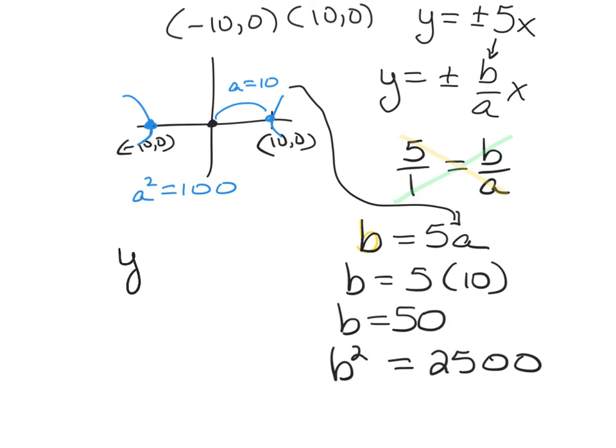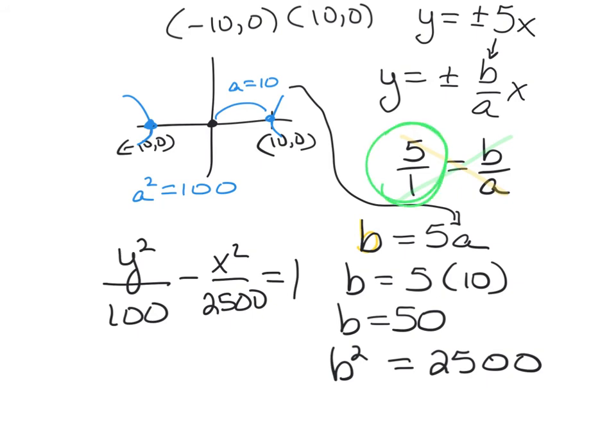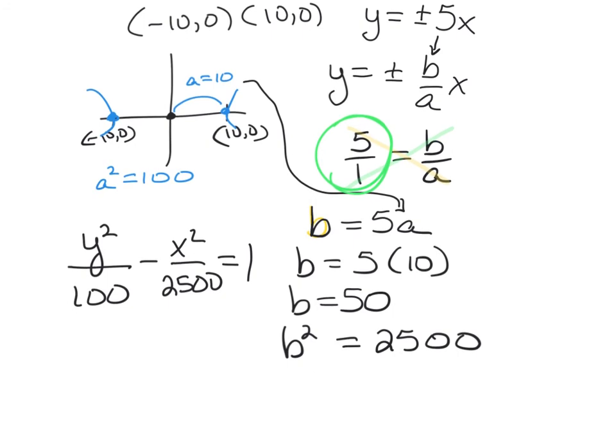So now I can just plug it in: y squared over a squared, which is 100, x squared over 2,500. If you had just taken this 5 and this 1 and squared them, you would get the wrong b squared and a squared, because 5 over 1 was a simplified fraction. It was 50 over 10, and it reduced to 5 over 1. This is why it's important to do it as a proportion, because it could be a simplified fraction.